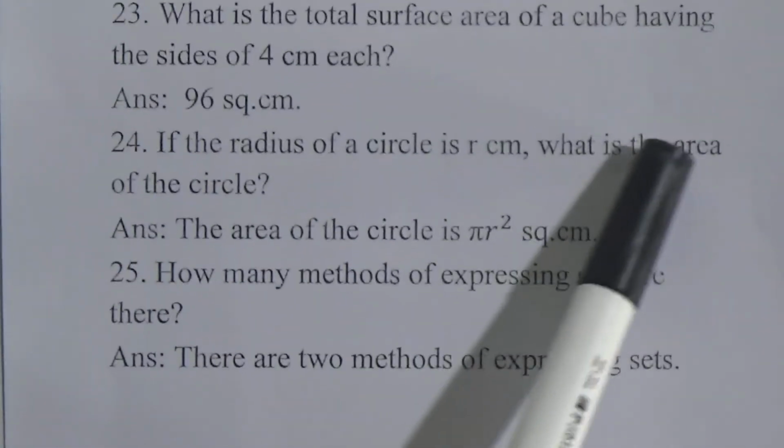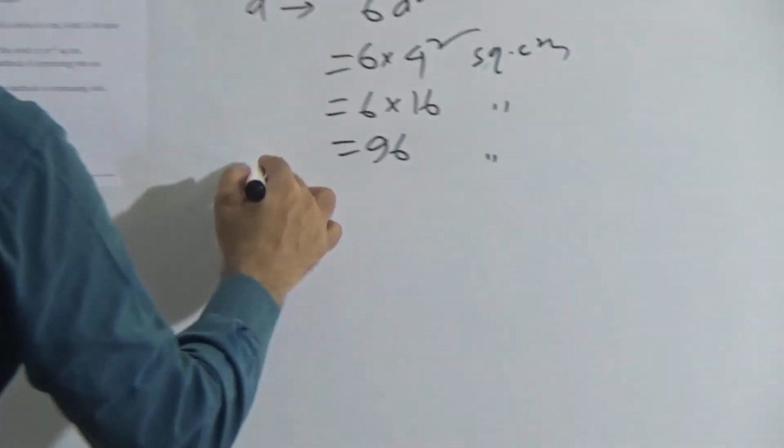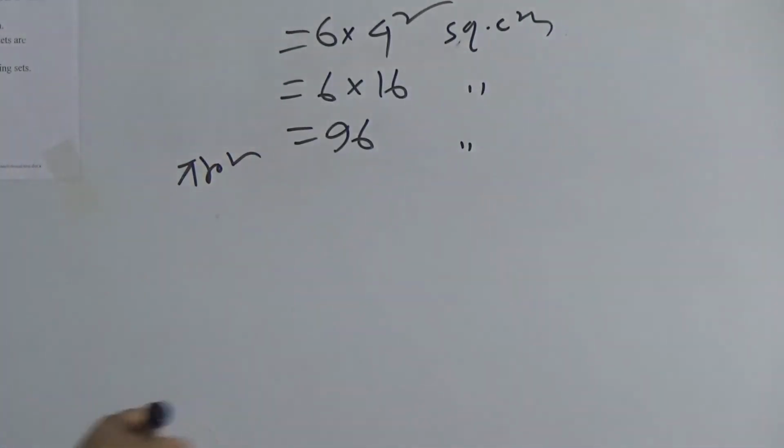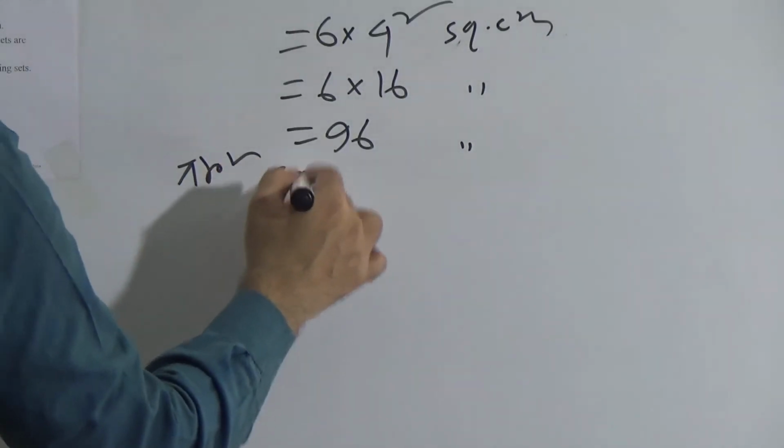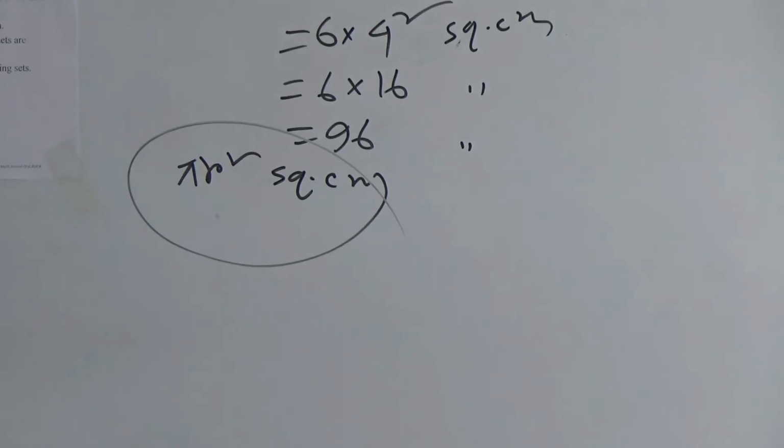If the radius of a circle is r centimeters, what is the area of the circle? Dear students, you know the formula. When the radius of a circle is r centimeters, the formula for the area is pi r square centimeters. This is the area of the circle.